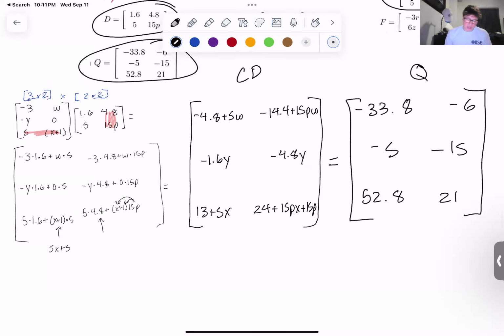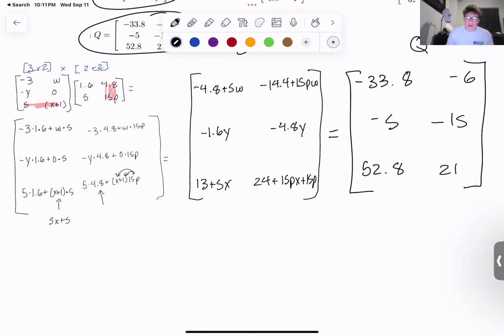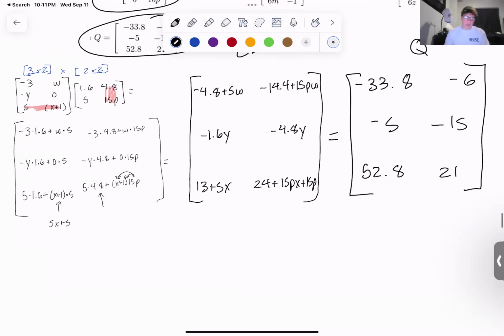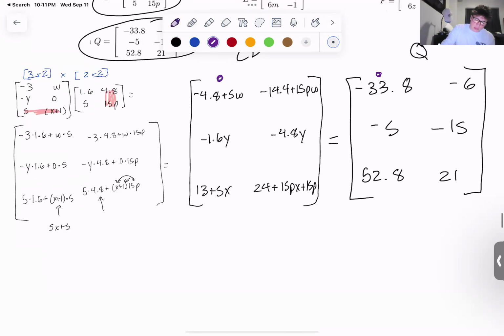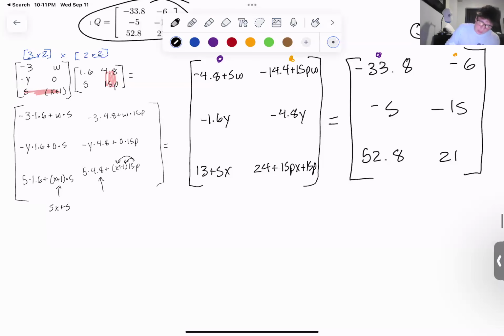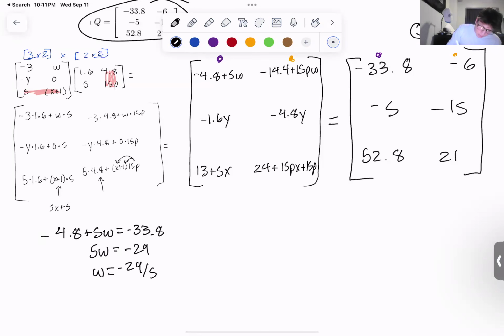So CD equals Q. All I have to do here, it's the same dimensions. So I'm going to set every little number equal to the number in its spot. So this one equal to that one, this one equal to this one, so on and so forth. So let's start with the first one. Negative 4.8 plus 5w equals negative 33.8. 5w is going to equal, hold on, negative 29. So w equals negative 29 over 5.